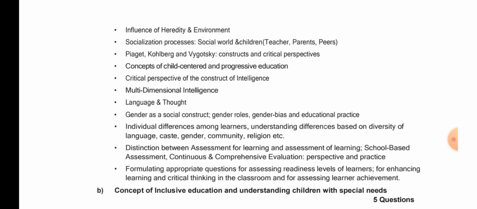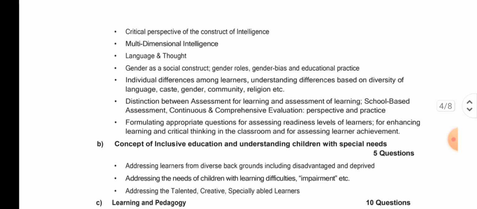Now, critical perspective of the construct of intelligence. See, there are different types of theories here as well. So, multiple intelligence theory is there. So, linguistic intelligence, kinesthetic intelligence is there. Then, mathematical reasoning, logical understanding. Then, musical intelligence, literature intelligence. So, different types of intelligence are there. You have to know that as well. Once you study that video on multiple intelligence, you will know all this.